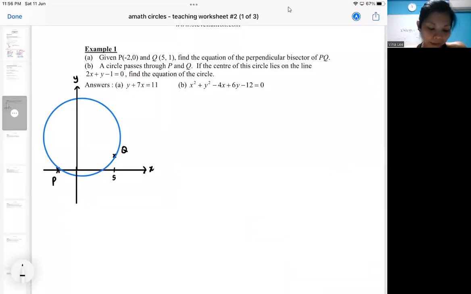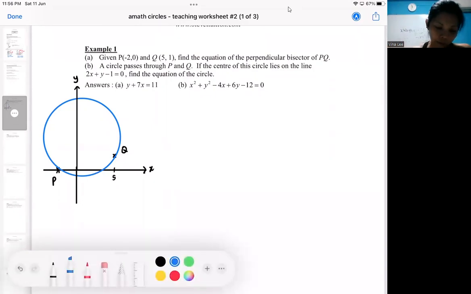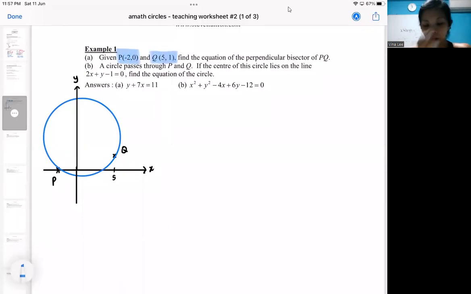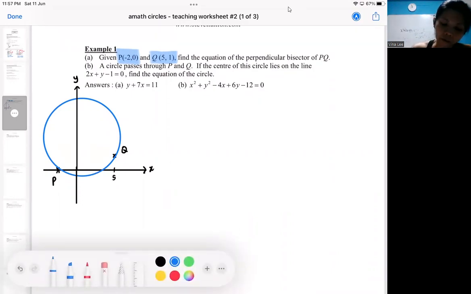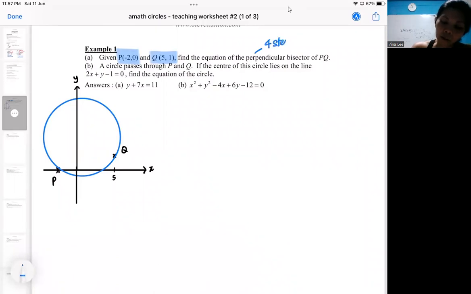So this example will illustrate the concept of perpendicular bisector passing through the center of a chord. For the first part, they just give you two generic coordinates, P and Q, and you find the perpendicular bisector. So you just apply your general 4 steps, the 4 steps that you already learned in your A-math coordinate geometry chapter. You do your 4 steps and you get the perpendicular bisector.